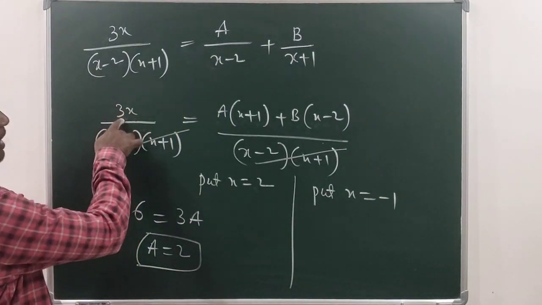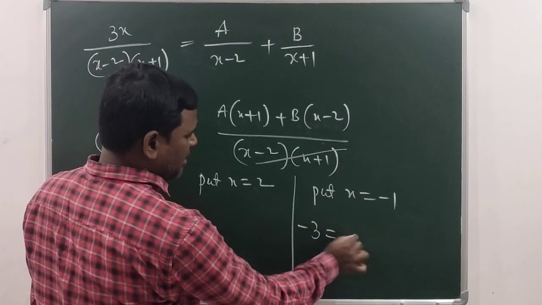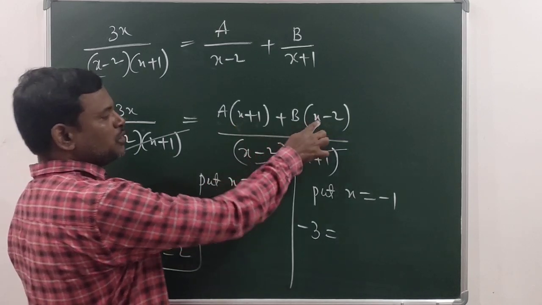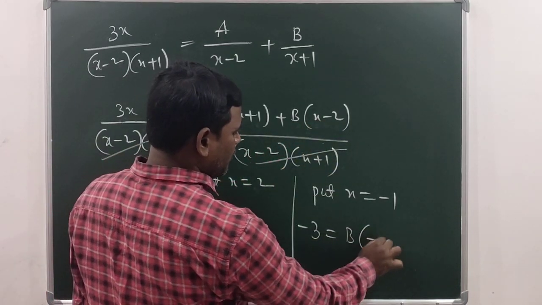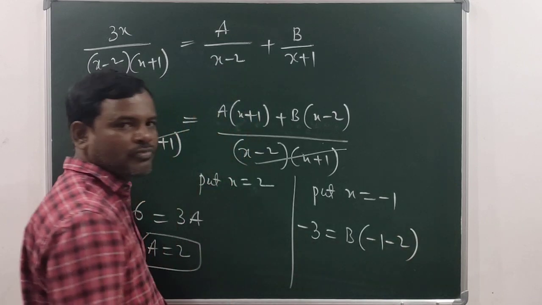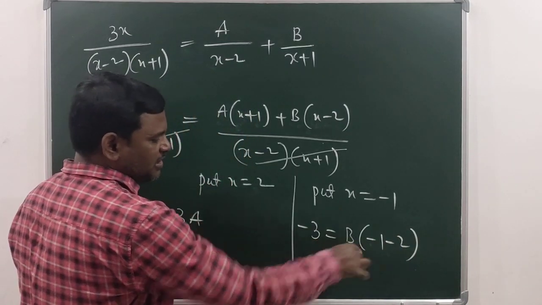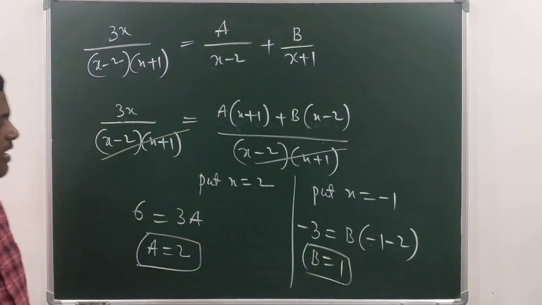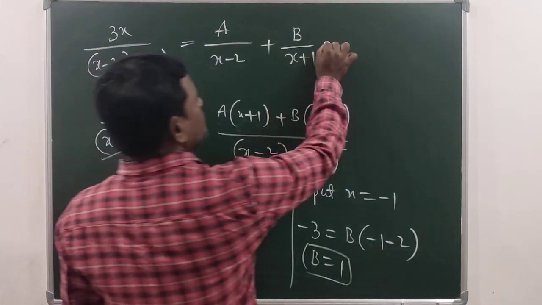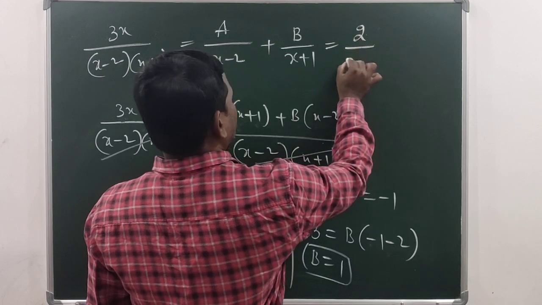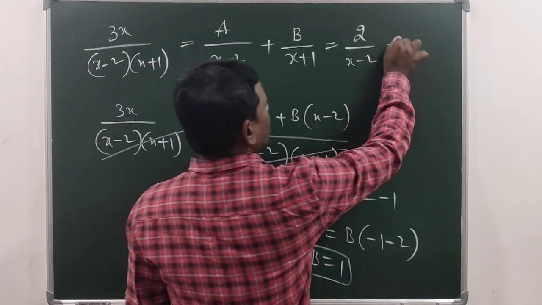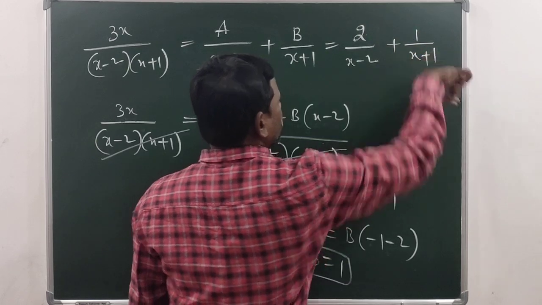When you write x equal to minus 1, it is going to be minus 3 and this part will become 0, minus 1 plus 1. So here what do you get? b of minus 1 minus 2. So here minus 3 cancels, your b value will be 1. You got a value as 2, so 2 by x minus 2 plus b value 1, 1 by x plus 1.